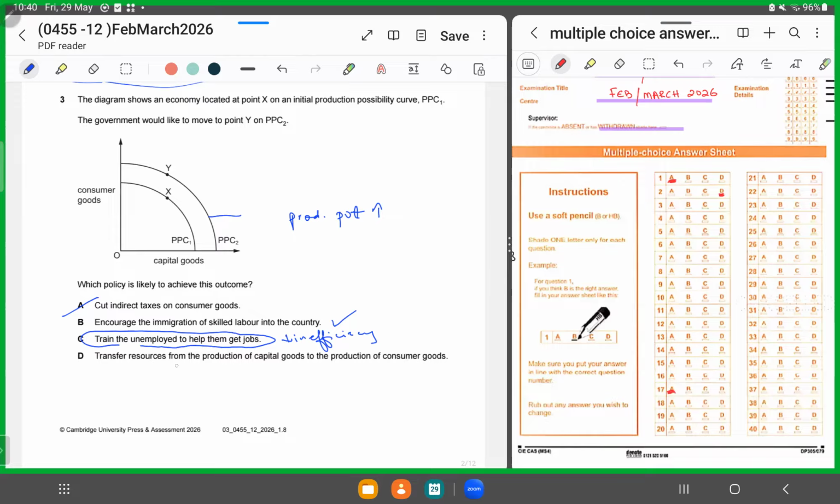Transfer resources from production of capital goods to the production of consumer goods. That means you are still on the same PPC and you're just reallocating your resources. So it's not C, it's not D, it's B. So for 3, we'll change B as the correct answer. Moving forward, MCQ number 4.